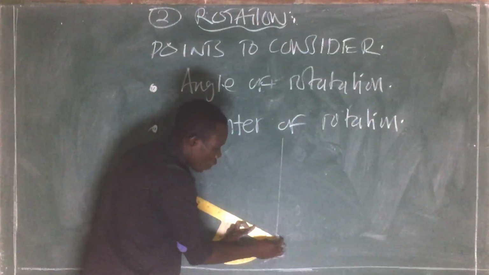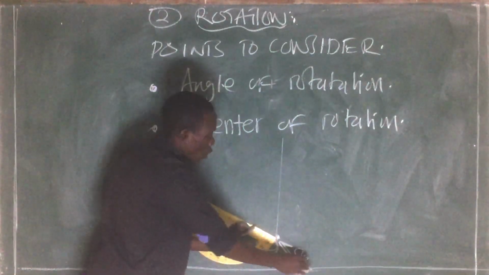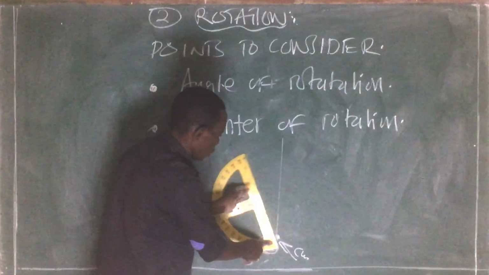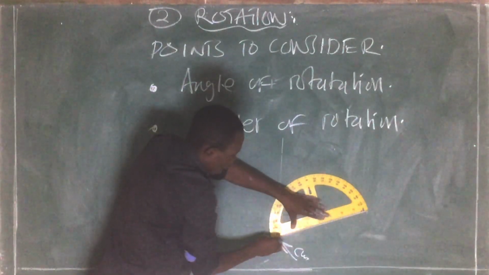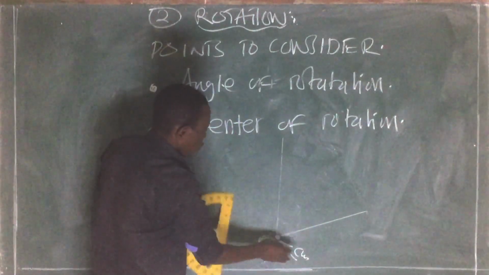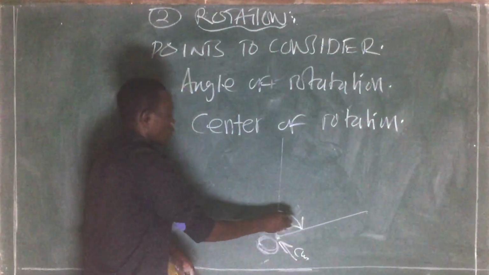That's the center of rotation. This is the center of rotation. And with it, you can create what is known as the what? Angle of rotation. Look at this one. This is the angle of rotation.